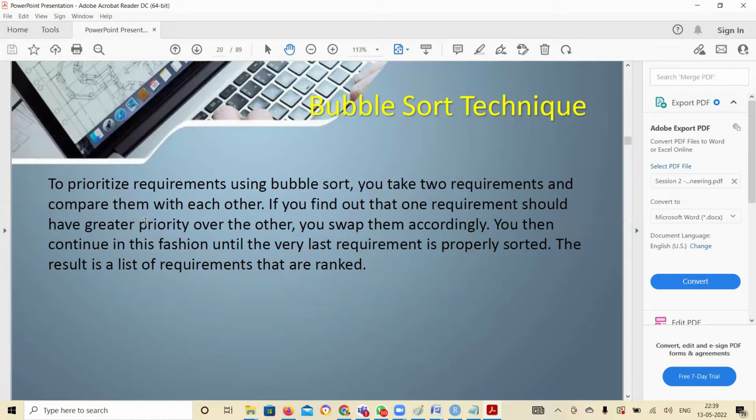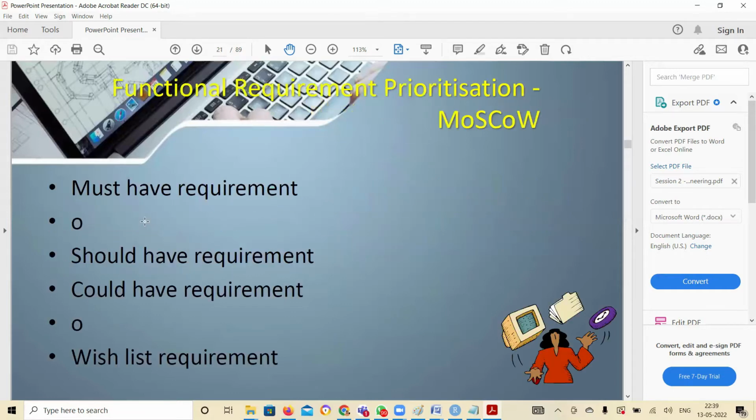So it says that don't try to solve the entire problem, solve it step by step. That's what it means. Look at only 2 requirements at a time. So that's called the bubble sort technique for prioritization.